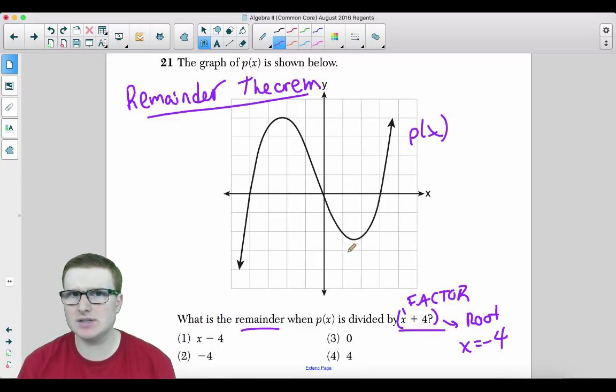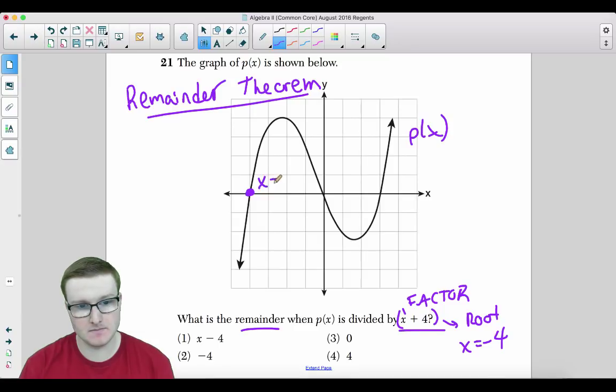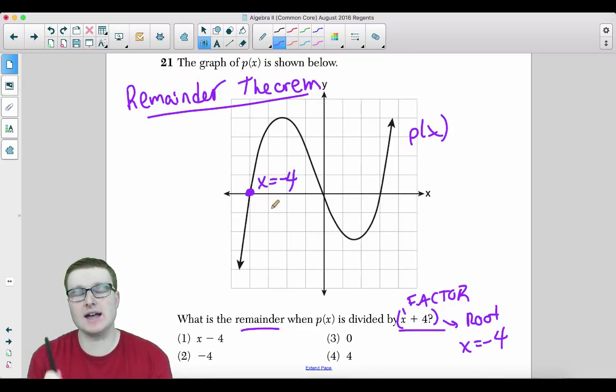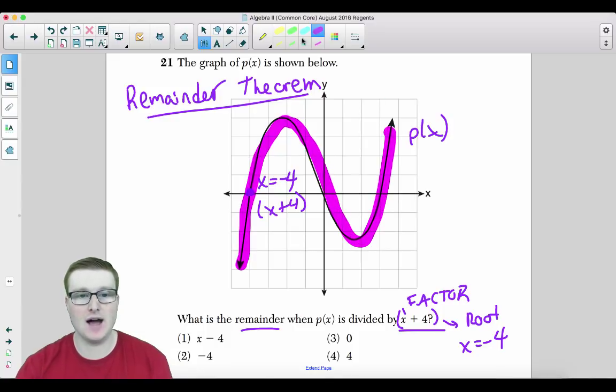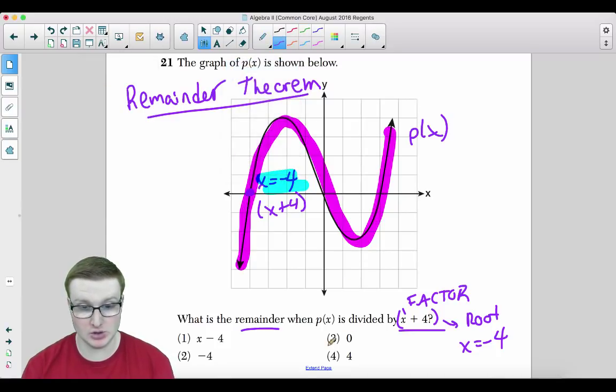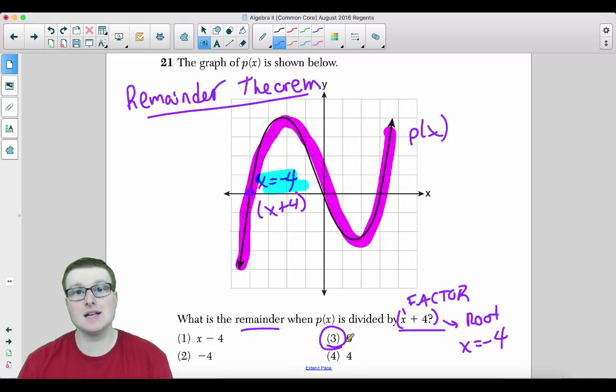Is the root x equals negative 4 on this graph? Yep. So if your root x equals negative 4 is there, the factor is x plus 4. What happens when you divide this entire polynomial by one of its roots? You get the remainder of 0. Your answer for this question, ladies and gentlemen, is choice 3. Because since x plus 4 is a factor of p of x, the remainder is 0.